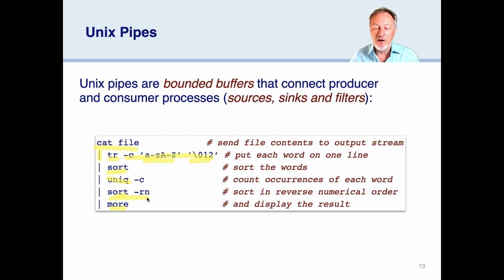Now we take the result and sort it in reverse numerical order. So this is a different application of sort. And now we have all of the words in the file prefixed by the number of occurrences and sorted in reverse numerical order. And now if we pipe that through more, then we'll see the result on the screen.